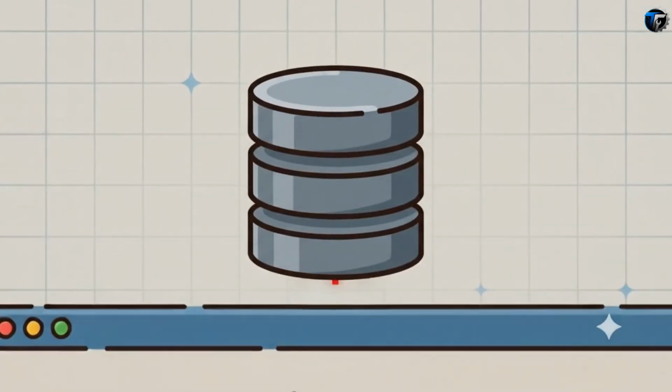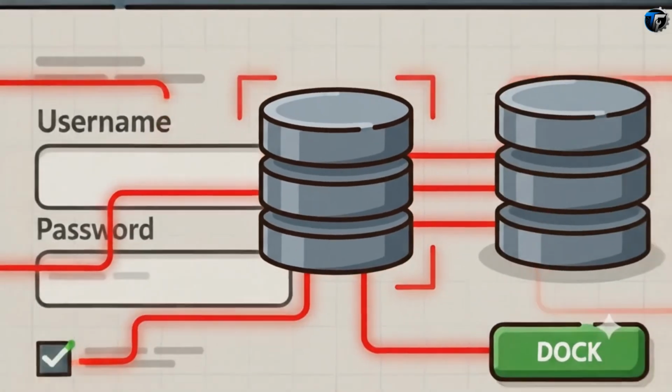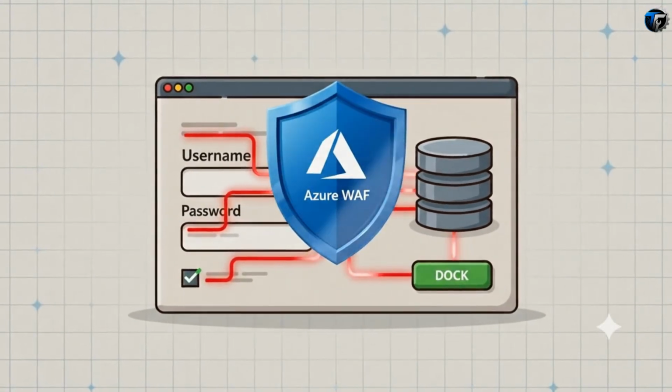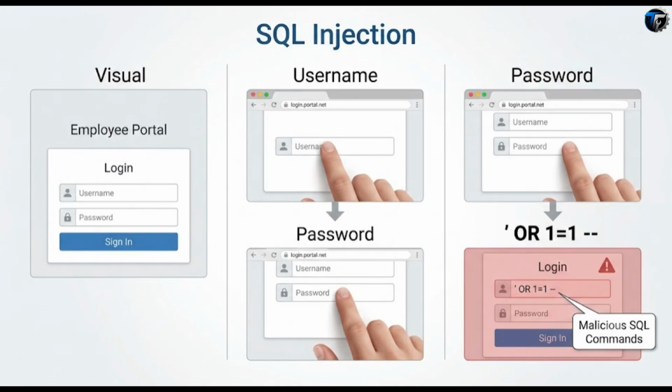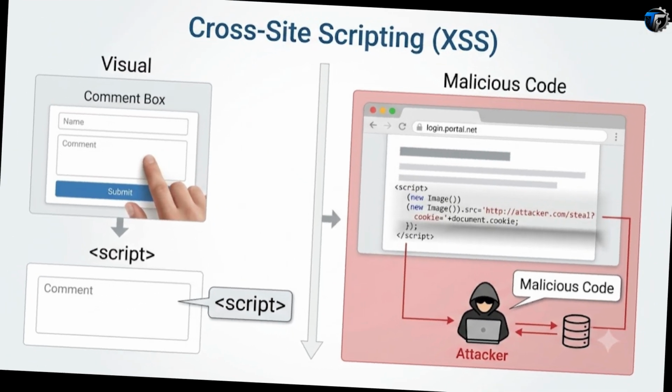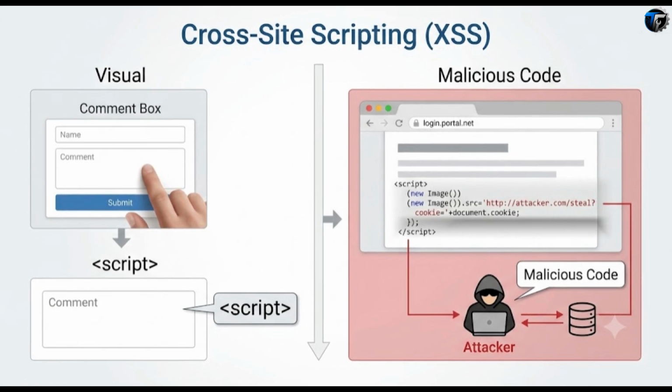One of the oldest web attacks is SQL injection. Instead of entering a username, an attacker enters malicious SQL commands. Without protection, the application could expose sensitive data. Azure WAF detects and blocks these attacks automatically. Another common attack is cross-site scripting. Attackers inject JavaScript into your website. When other users visit the page, that malicious script executes inside their browser. Azure WAF identifies these patterns and blocks them.